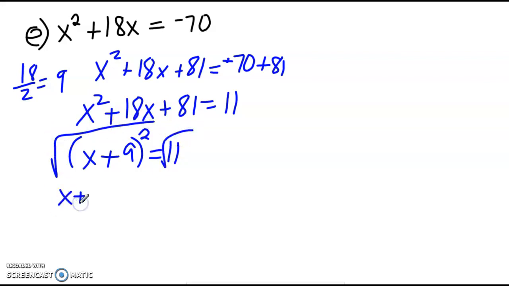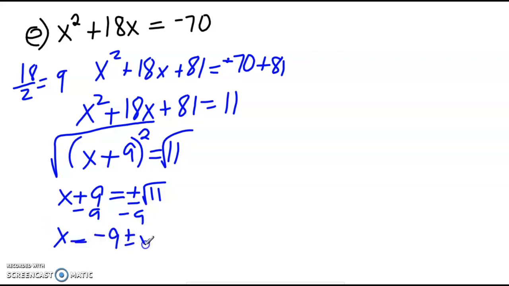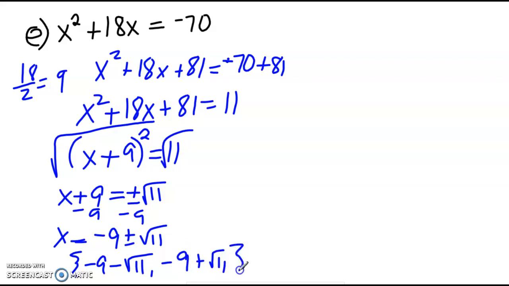That gets rid of the square on the left, and we get positive or negative square root of 11 on the right. Can't break that down. It stays as it is. So to solve for x, we're going to subtract 9, and we're going to get x equals negative 9 plus or minus radical 11. So the two solutions would be negative 9 minus radical 11 and negative 9 plus radical 11. Does that look good? Everybody agree on that?